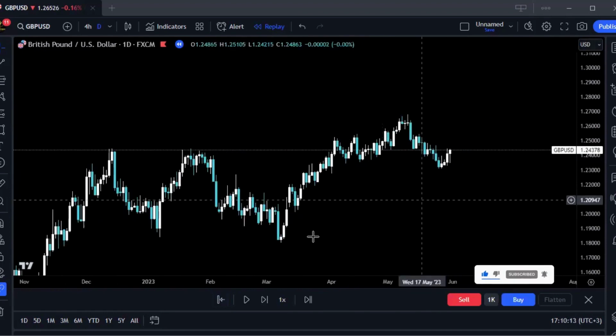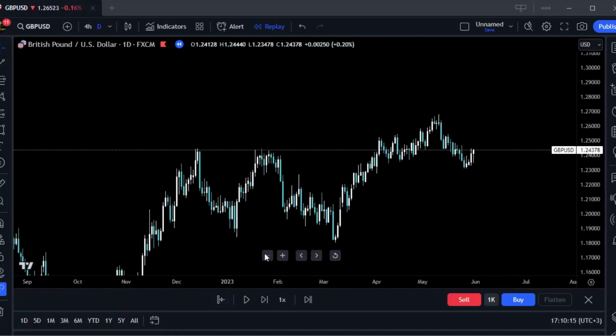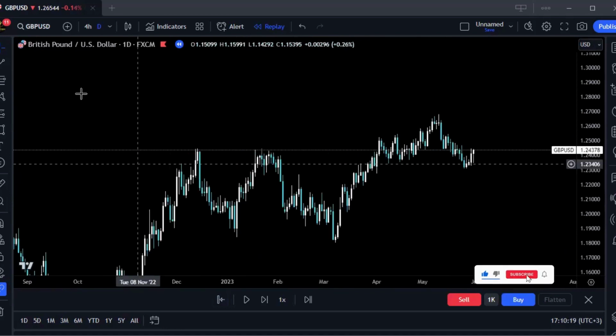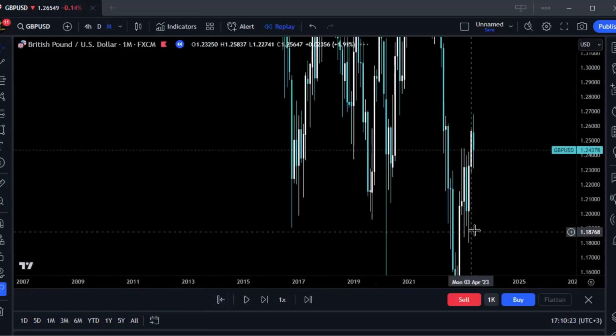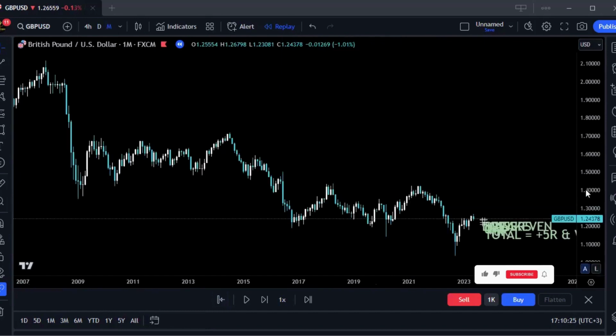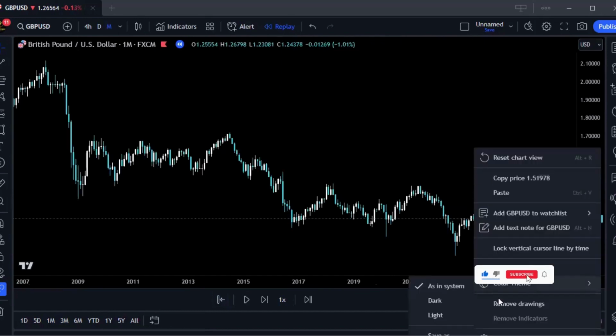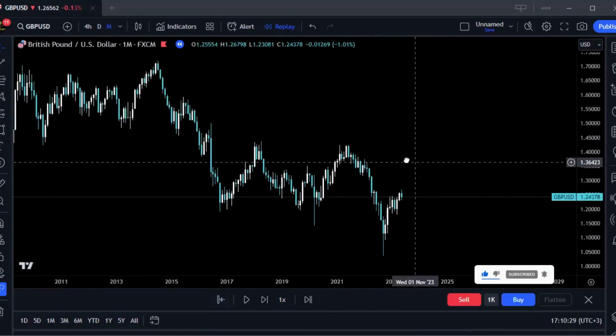GBPUSD, what's up with it? All right, so GBPUSD right now, here's the daily time frame. Obviously, I always like tracking my analysis from the higher time frames so that I can get a bigger picture of what's really going on. So let me remove the drawings.